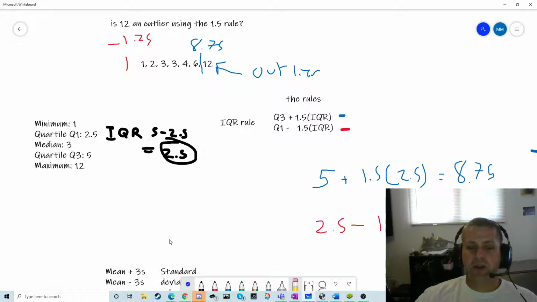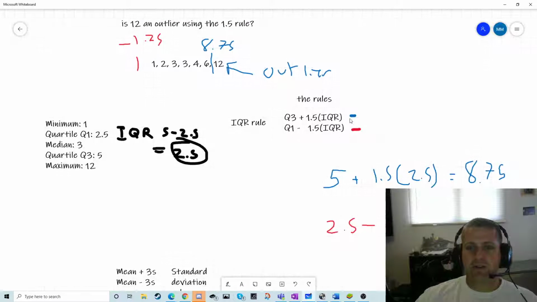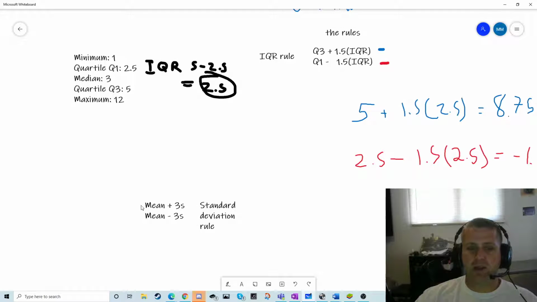The other method is you could find your two boundaries, your blue and your red, by taking the mean plus 3 standard deviations and the mean minus 3 standard deviations. You have to find the standard deviation and mean in your calculator. I'm not going to do this one because I suggest not using it. It's more like an eyeball rule that we use later in the course.